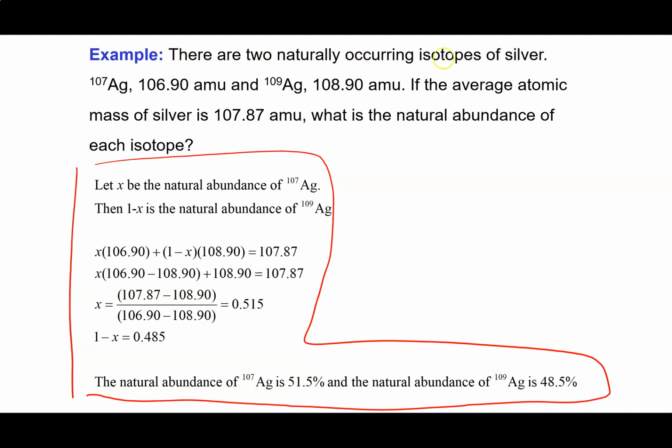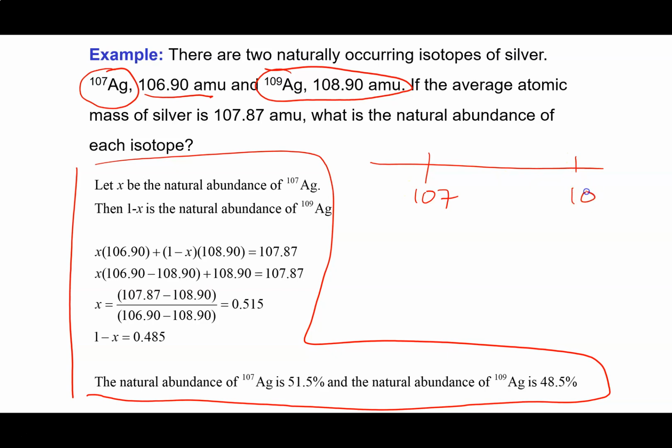So it says there are 2 naturally occurring isotopes of silver, silver 107. Unsurprisingly, it has a mass of about 107 AMU, and silver 109, and unsurprisingly, that has a mass of about 109 AMU. So we've got 2 isotopes, right? 107, 109. If the average atomic mass of silver is 107.87 AMU, what is the natural abundance of each isotope?